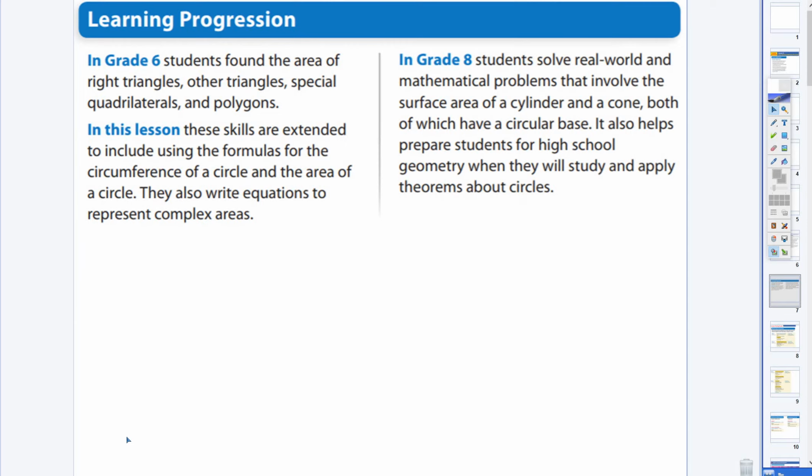In grade 6, you found the area of right triangles, other triangles, special quadrilaterals, and polygons. In this lesson, these skills are extended to include using the formulas for the circumference of a circle and the area of a circle. They also write equations to represent complex areas.